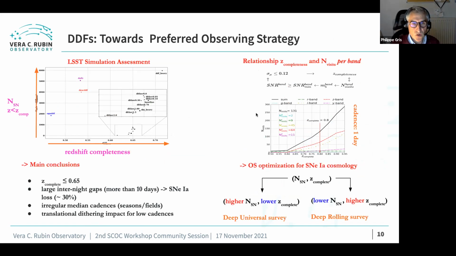So from the supernovae requirements, we can have two natural, in some sense, metrics to assess observing strategy. One is the number of well-measured supernovae up to a given redshift completeness, and the other is the redshift completeness. On the left side of this slide, you have an assessment of some of the DDF simulated strategies by LSST.